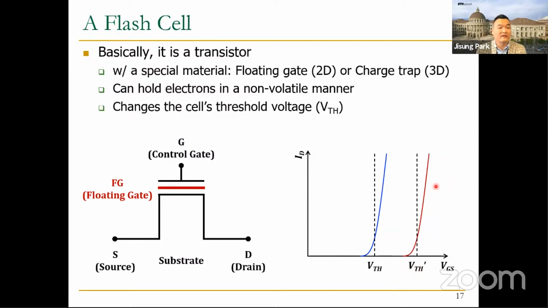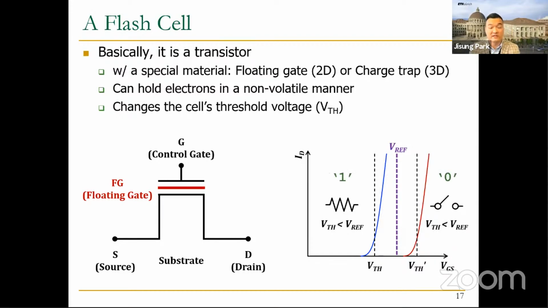And we can determine whether or not a cell is programmed by applying the read reference voltage, which is between the two threshold voltage values, to the control gate of the cell. So the cell operates as a resistance when the threshold voltage is lower than the read reference voltage, or an open switch otherwise. And it is also common to encode the lower threshold voltage level as bit data 1 for a single level cell NAND flash memory that stores 1 bit in a single flash cell, for example.